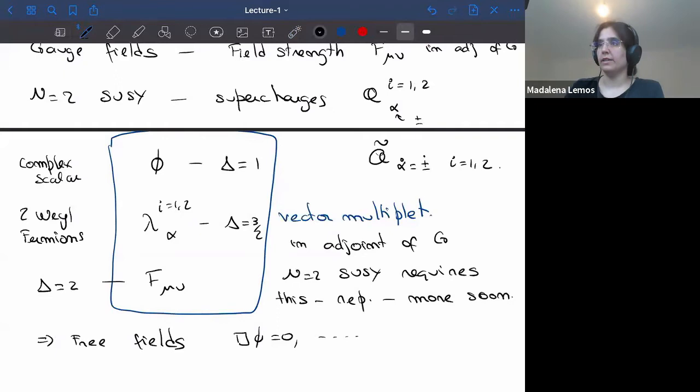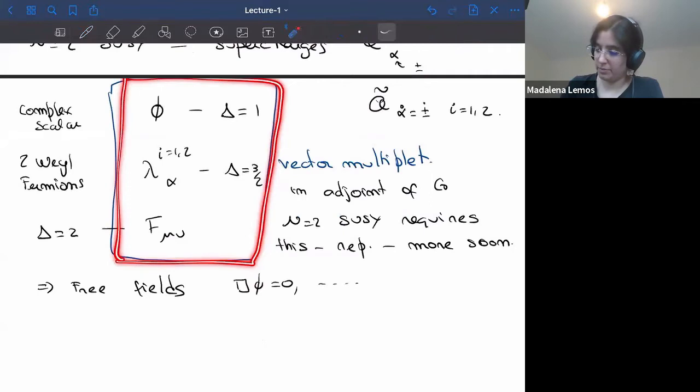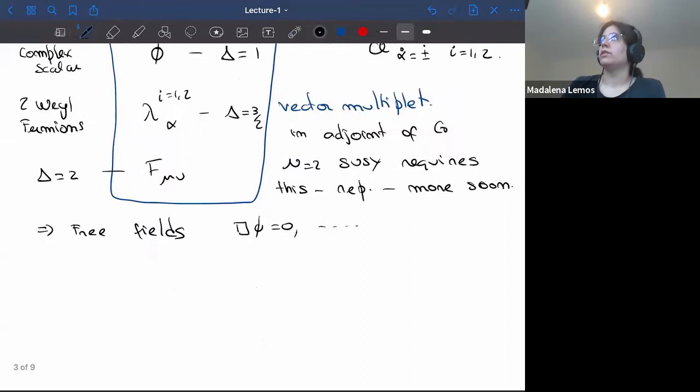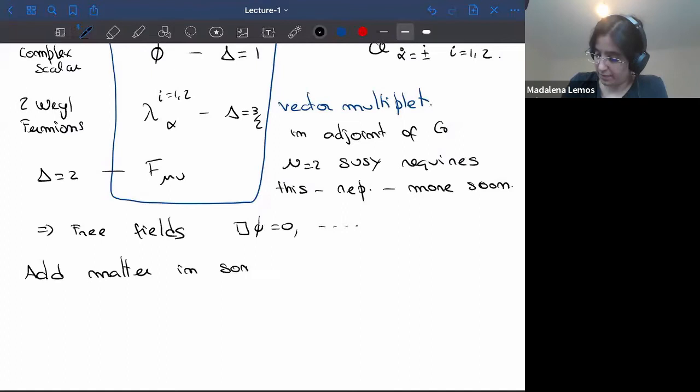If you want to write a gauge theory, then you start by adding vector multiplets. And now you want to add matter to this. So for the Lagrangian, you want to add matter in some representation of G. And again, the matter I want to add should be consistent with N=2 supersymmetry. And so it turns out there's only one type of matter I can add.